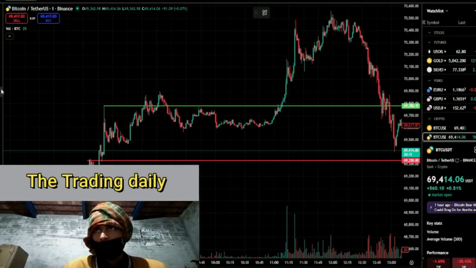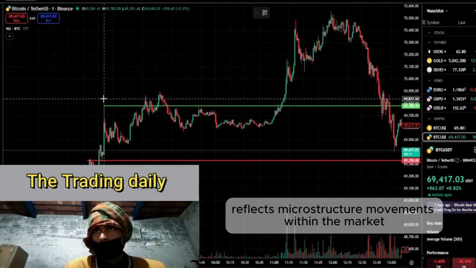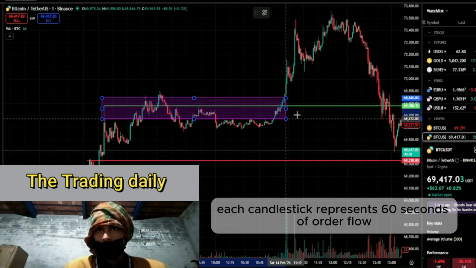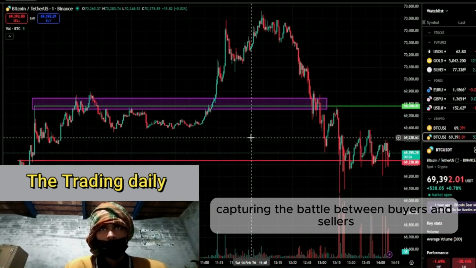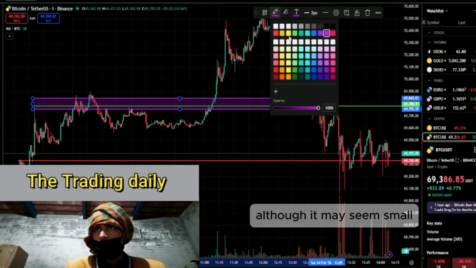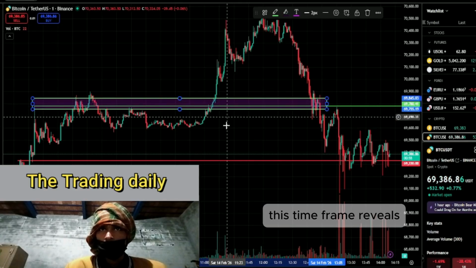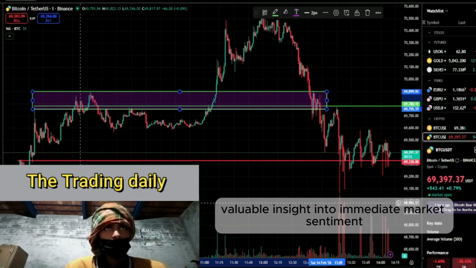To begin, we must understand that the 1-minute time frame reflects microstructure movements within the market. Each candlestick represents 60 seconds of order flow, capturing the battle between buyers and sellers during that short interval. Although it may seem small, this time frame reveals valuable insight into immediate market sentiment.